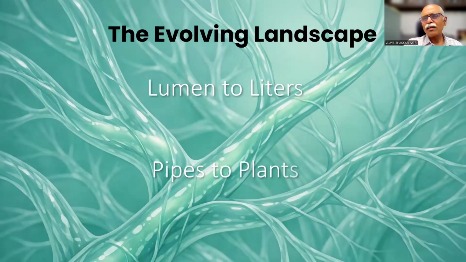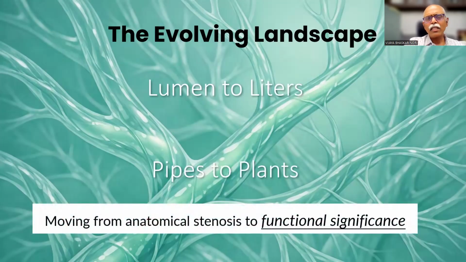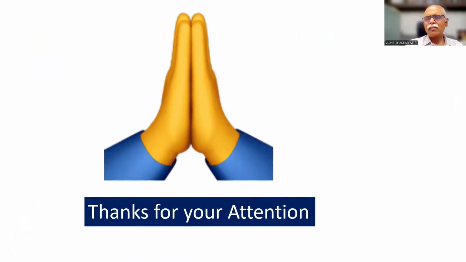So that is about CT myocardial perfusion, the evolving landscape: lumen to liters, pipe to plants, moving from epicardial stenosis to functional significance. Thank you very much for your attention. I hope all those who have got the high-end CT scanners like DSCT, third generation, and 16 centimeter will start doing myocardial perfusion and give your cardiologist the best information about hemodynamically significant stenosis.